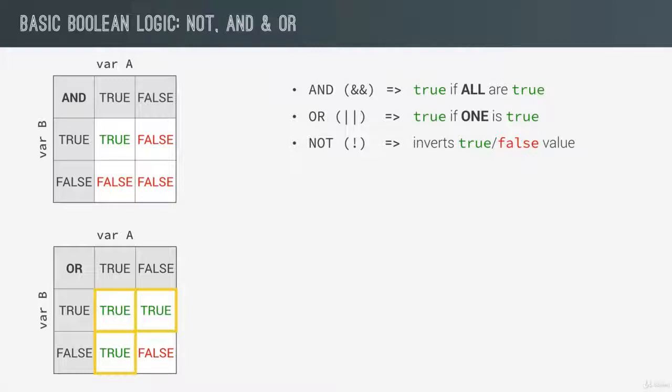So that's how the AND and OR operators work. And then finally, there's also the NOT operator. And this one is really simple. All it does is to invert the true or false value of a variable. So if variable a is true, then not a is false.